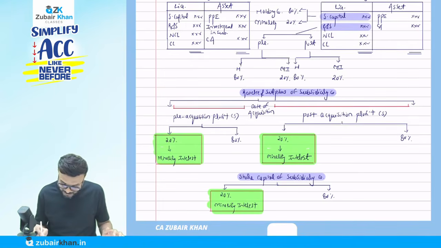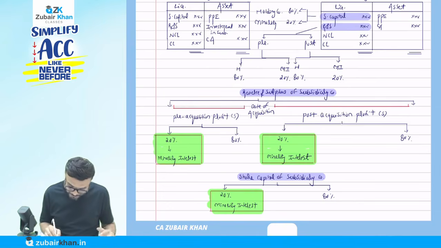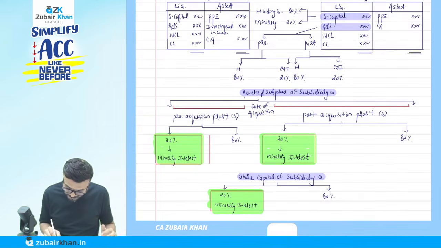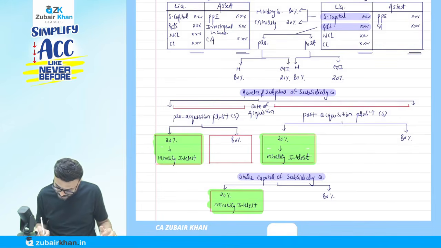Let me write it down here now. Just give me a minute. Okay. Now what happened? I will tell you the logic why Accounting Standard 21 says this. I will tell you the logic also. First, two things I am talking about.